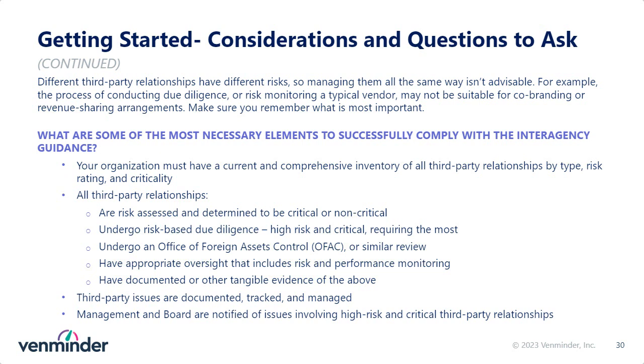These are the things that we need to make sure happen so that we can comply: that we have that inventory that's current and comprehensive, and that all third-party relationships are risk assessed in some fashion and determined to be critical or non-critical, and that they undergo appropriate risk-based due diligence. We also want to make sure that there is an OFAC check or similar review on these relationships, and that there's appropriate oversight. So somebody is monitoring the risk of that relationship, and they're monitoring the performance of that relationship. And then, most importantly, that there's documented or other tangible evidence of those requirements.